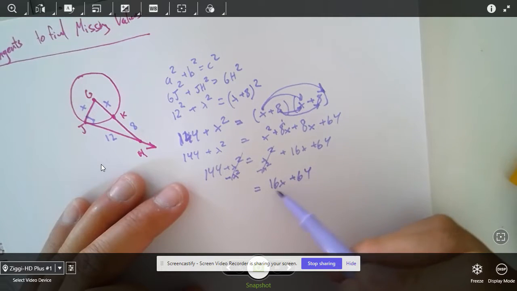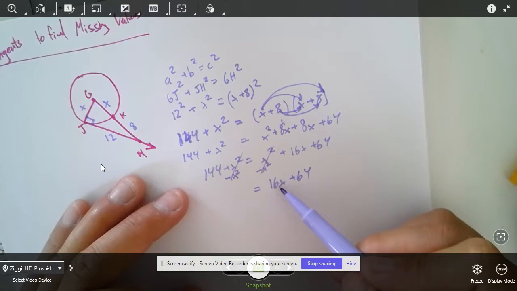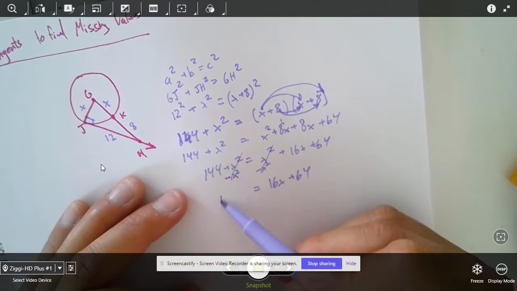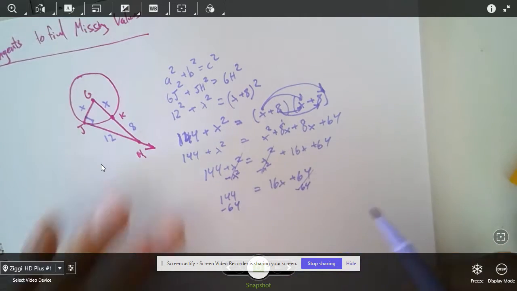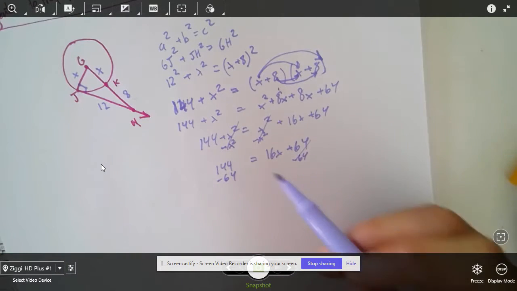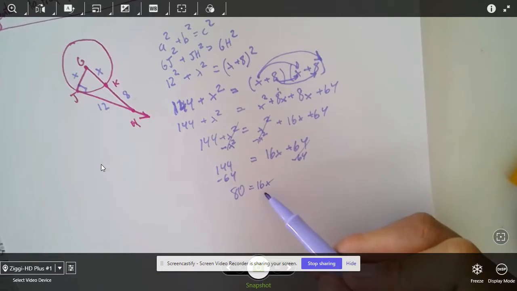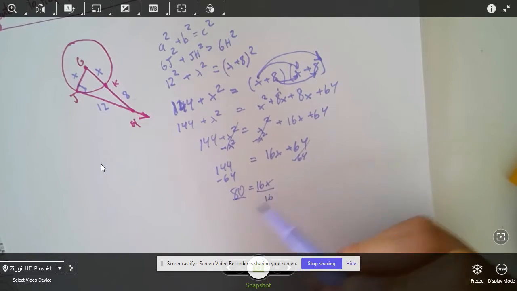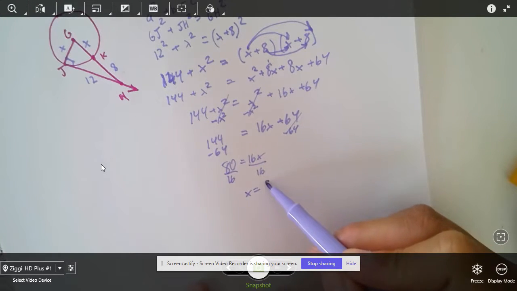We want to leave all the variables in terms of just one variable to solve for, not x squared. So 16x is really nice. The other side is 144. We subtract 64 from both sides. I believe that should be 80 if I did my math. 80 is equal to 16x. We're getting closer. We divide both sides by 16. X is going to be equal to 5.